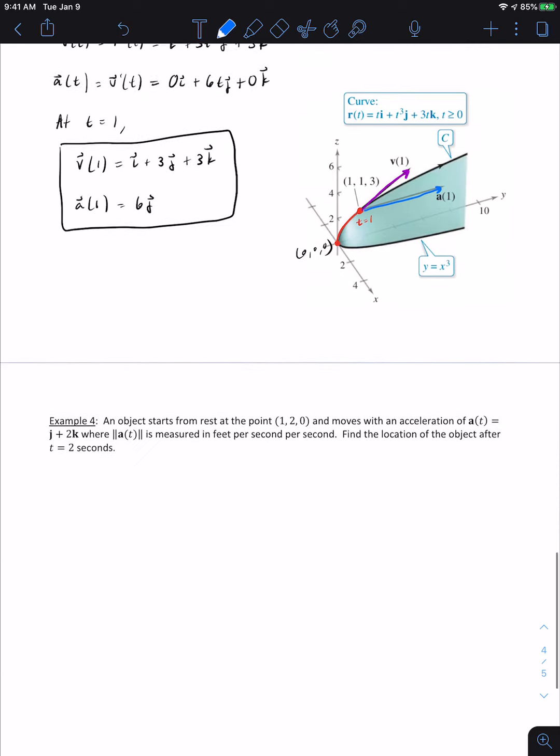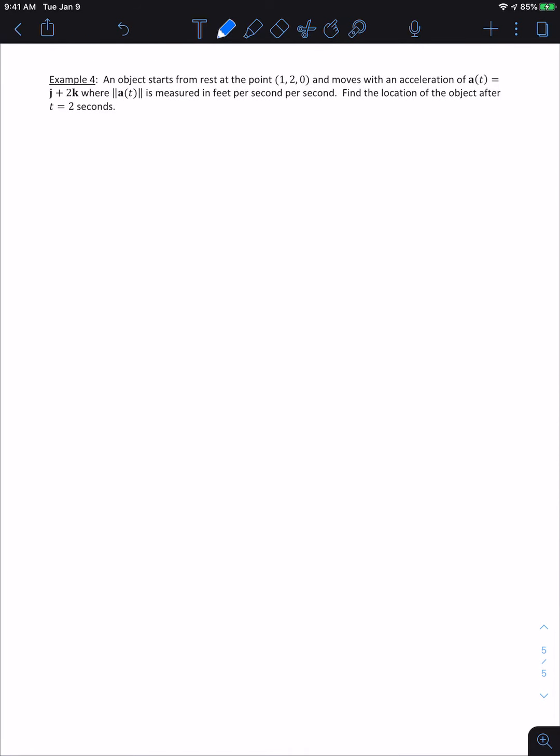Okay, so now last question. An object starts from rest at the point (1, 2, 0) and moves with an acceleration given by a of t equals j plus 2k, where a of t is measured in feet per second squared. And we want to find the location of the object after t equals 2 seconds. So when this says find the location, that means we need to find the position. In other words, we need r of 2, because we want to find the position at t equals 2 seconds, and r is what we use as our position vector.